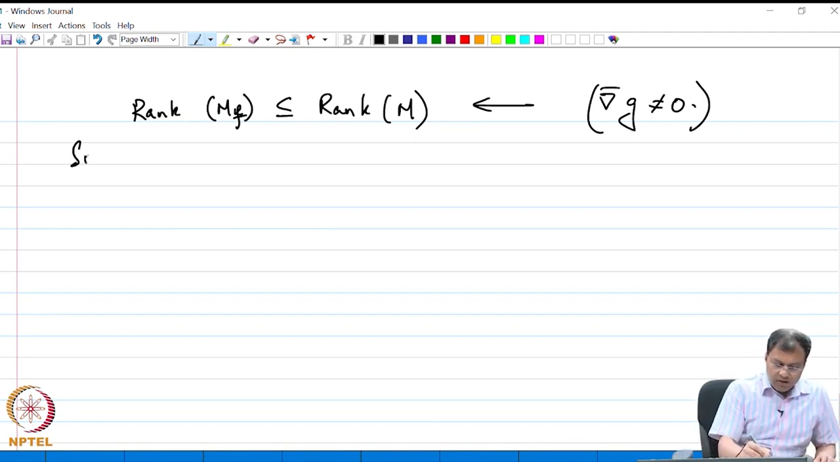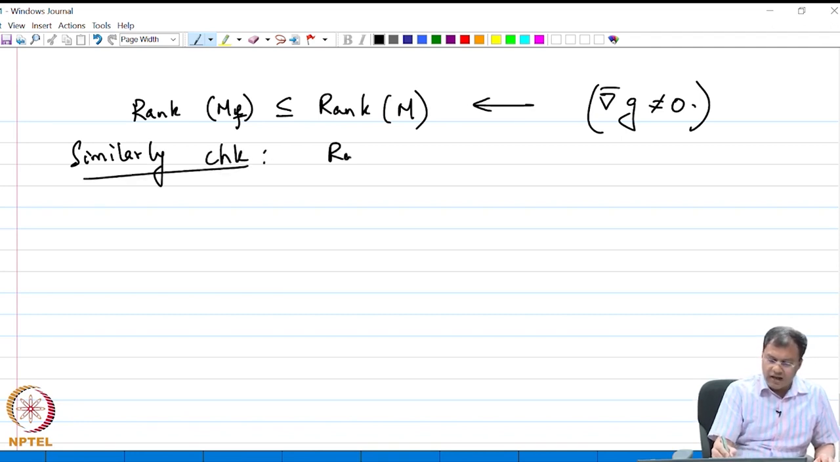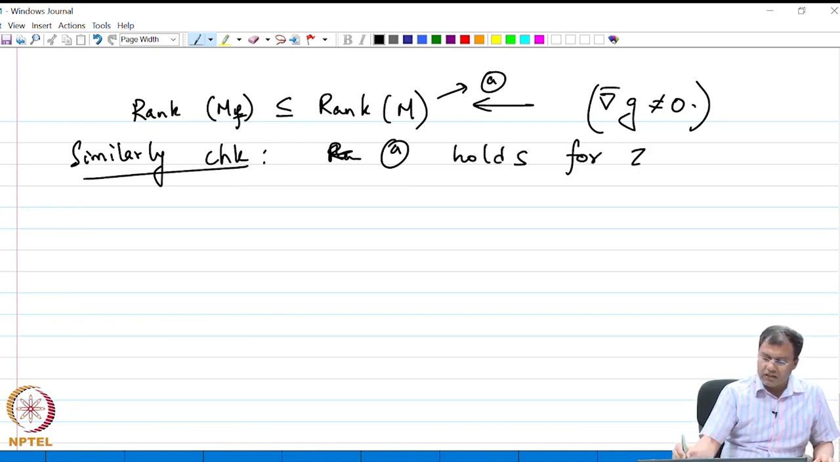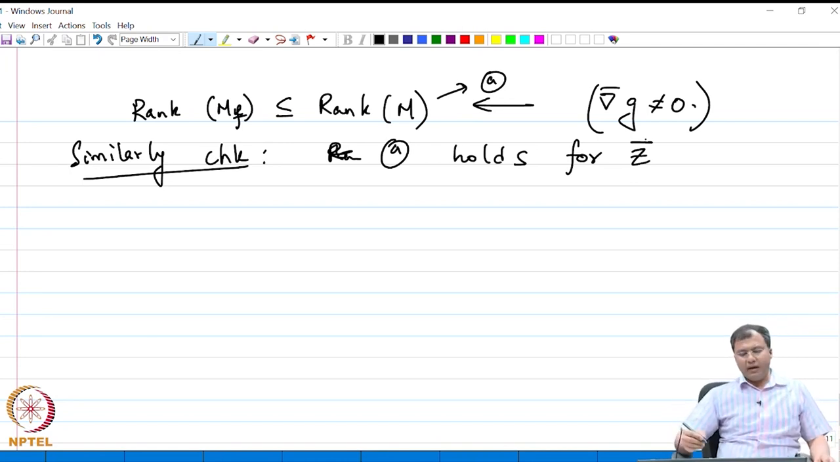Similarly, we can check. The students are asked to check that this rank condition, let me call this my condition A, holds for the other solution that we had, z bar, right?